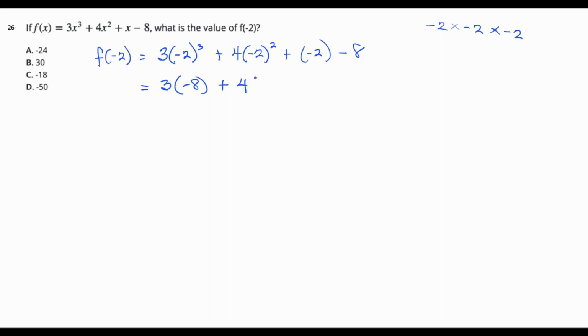Minus 2 squared is equal to 4, plus minus 2, minus 8. So this is going to be equal to 3 times minus 8, which is minus 24, plus 4 times 4, which is 16. Now minus 2 stays minus 2 here, minus 8. So minus 24 plus 16 minus 2 minus 8, that's equal to minus 18. So our answer here is C.